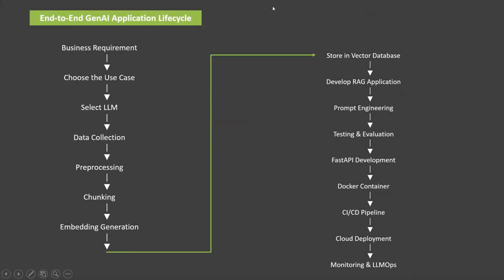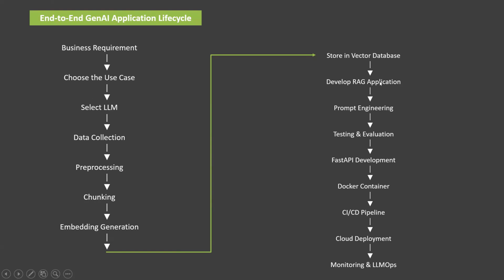And here you can observe the end-to-end GenAI application lifecycle. The first step is the business requirement. Then they are going to choose the use cases and select the suitable LLM. Then comes data collection and pre-processing. After that, chunking, then embedding generation. You all know by this time, right? What do you mean by chunking and what is embedding generation? Just to explain, it is dividing the document into smaller pieces, and that will be converted into numerical vector representations, and then that will be stored in the vector database, and the stored vector database will be used in the RAG application.